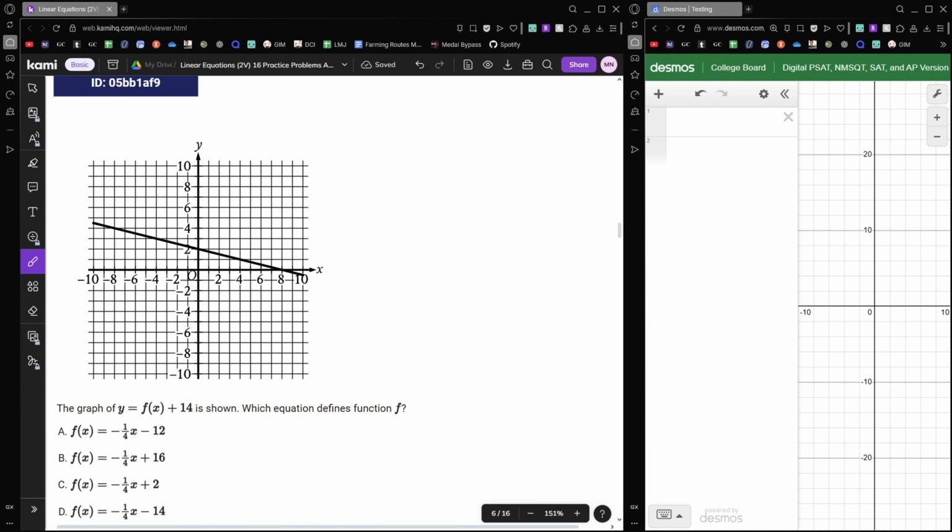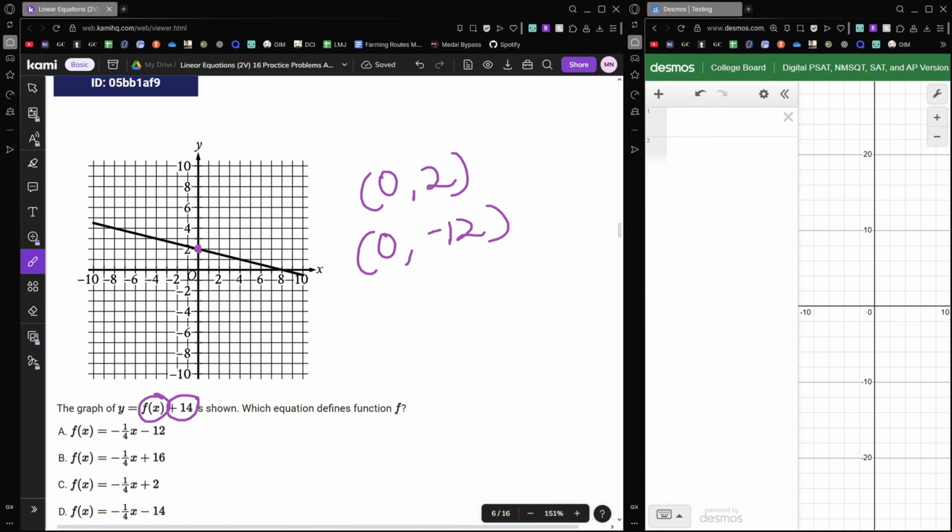Question number 6. The graph of y equals f of x plus 14 is shown. Which equation defines function f? So here we know this line is the function f of x plus 14, which means it's shifted up 14 units. So here in this line, the y-intercept is going to be at 2. Now to find the y-intercept of f of x, we would subtract 14 from this, or we would just do the opposite of this transformation right here. So (0, 2) minus 14 would be (0, -12). That means that the y-intercept of the function f is at negative 12.